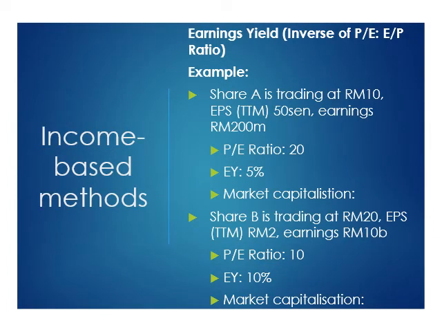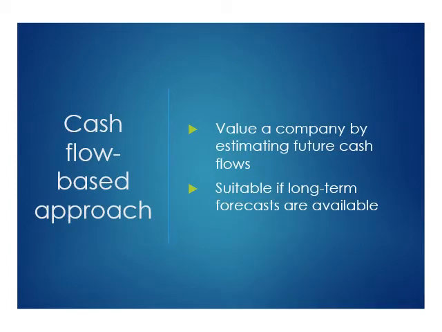Looking back at the previous example of share A and share B, with additional information on the companies' earnings of 200 million ringgit and 10 billion ringgit respectively, we can calculate the market capitalizations for both companies. For company A, it is 4 billion ringgit, and the market capitalization for company B is 100 billion ringgit. The cash flow based approach values a company based on the company's future cash flows. Thus, it is suitable only if the long-term forecasts of the company are available.